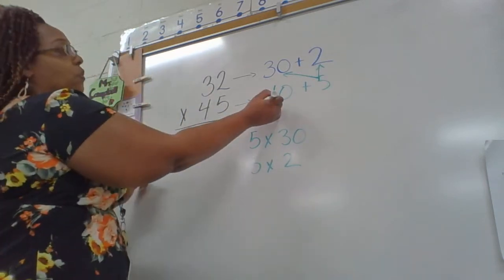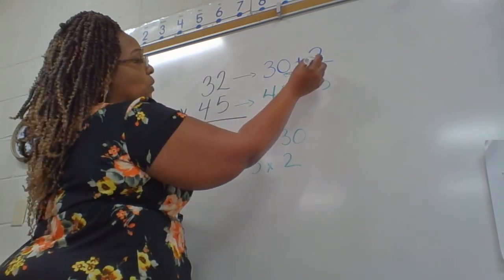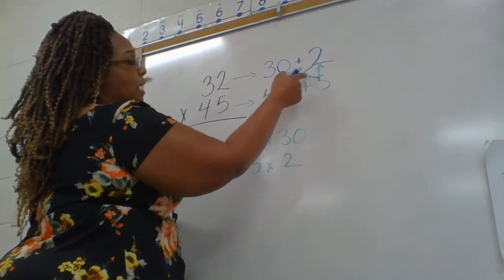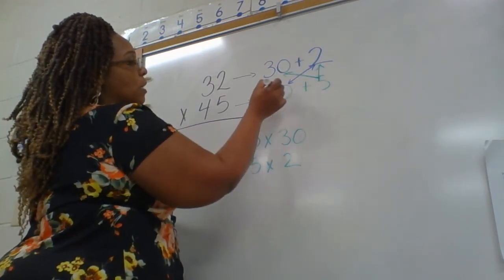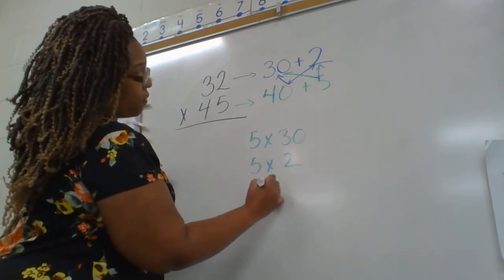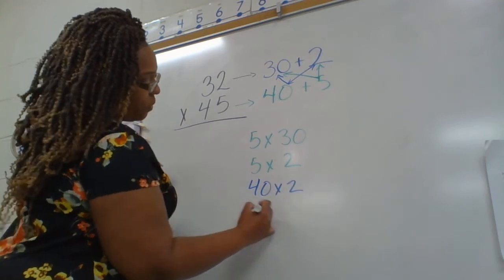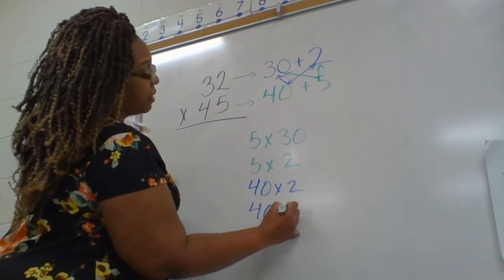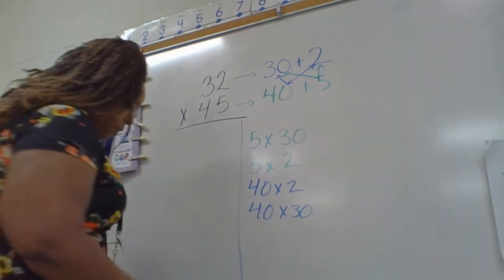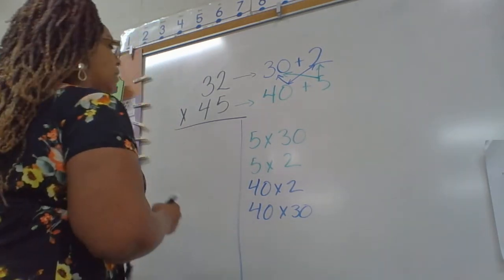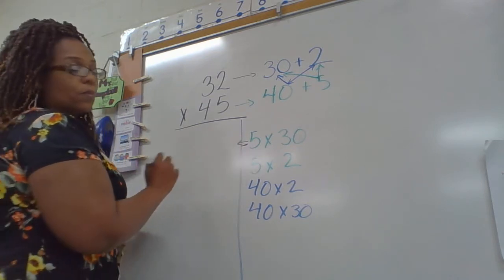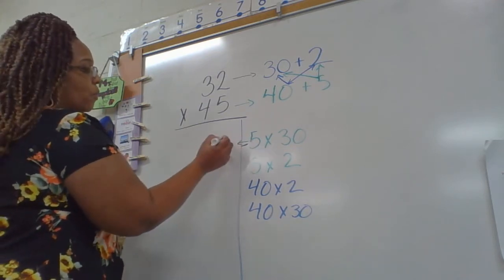Now, let's do the 40. We'll do the 40 times the 2, and then the 40 times the 30. Okay, 40 times 2, 40 times 30. All right, now let's get it over here. Or you can just put an equal sign. It's up to you.